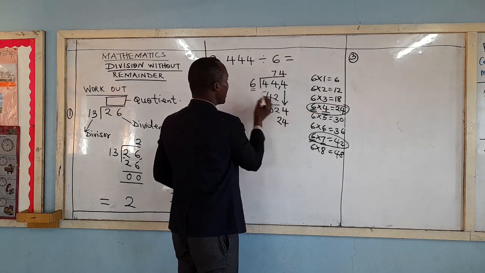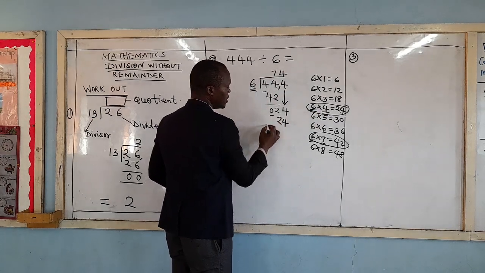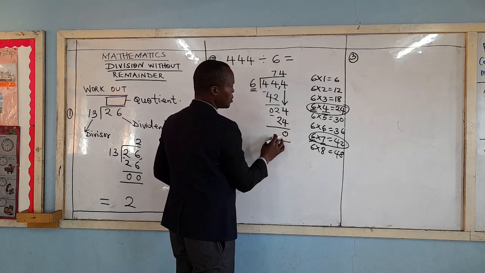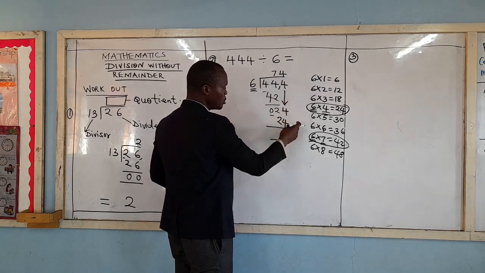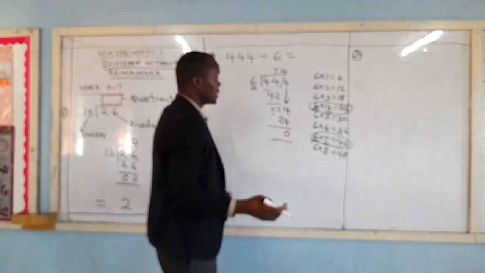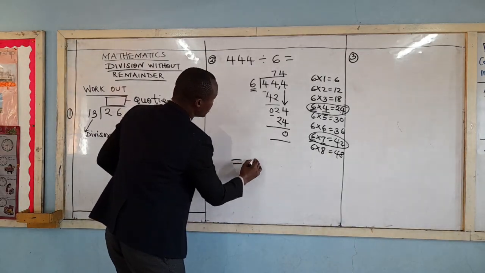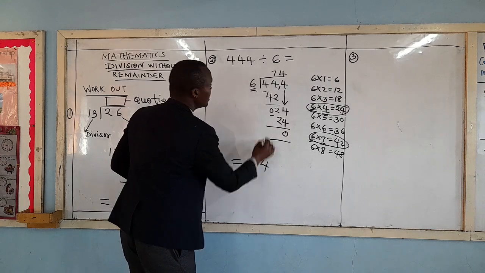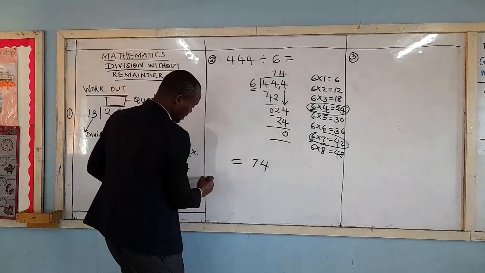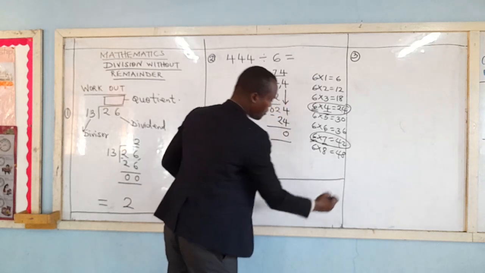Then the 6 has already been given. Take away this one, you will find that it is 0. There is no other digit to drop, meaning we have already finished. So our answer is 74. This is the quotient. It is the answer that we have been looking for.